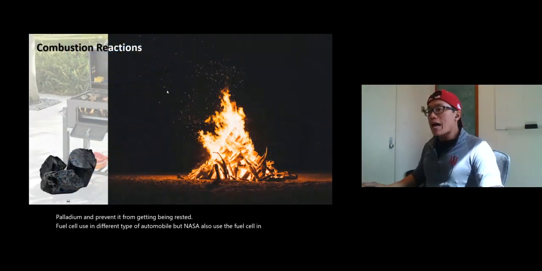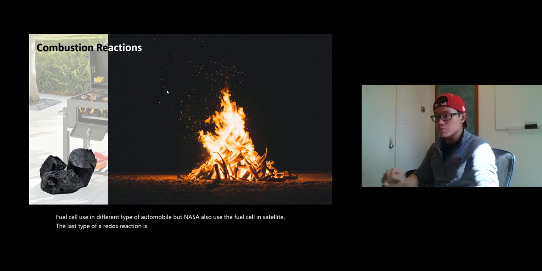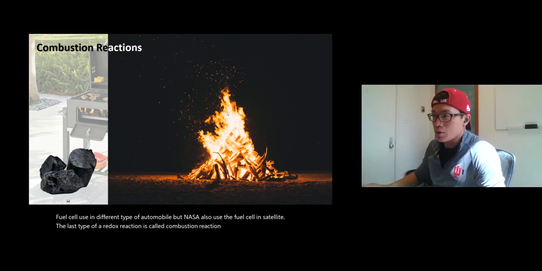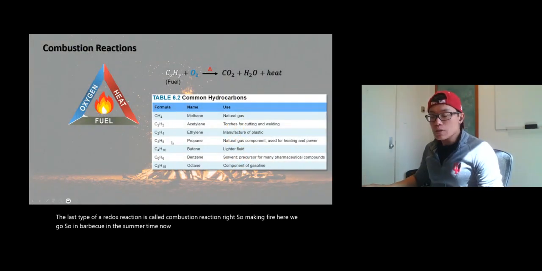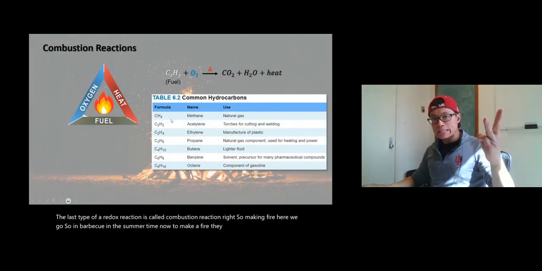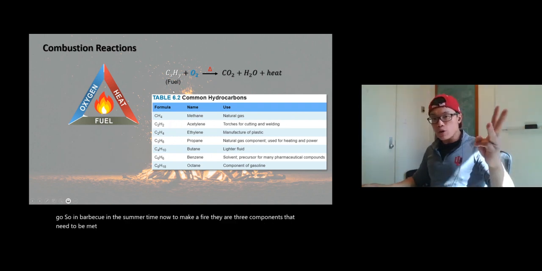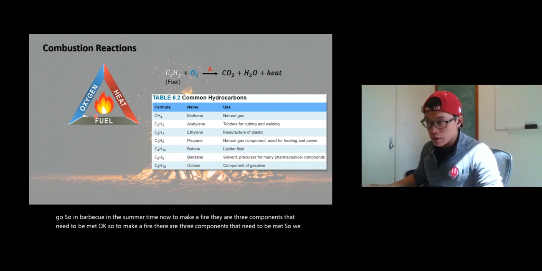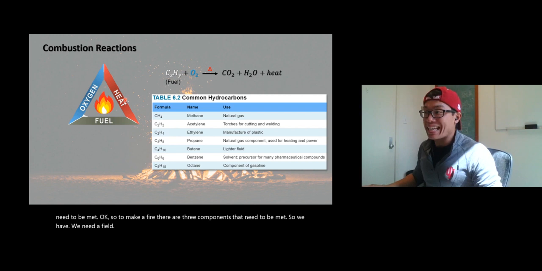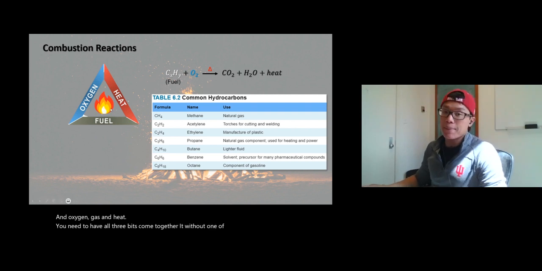All right, the last type of redox reaction is called combustion reaction. All right, so making fire. Well, here we go. So in a barbecue in the summertime. Now, to make a fire, there are three components that need to be met. So we need a fuel, oxygen gas, and heat. You need to have all three of these come together. Without one of these components, you can't make fire.